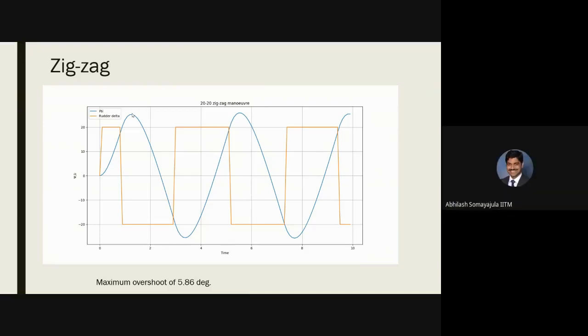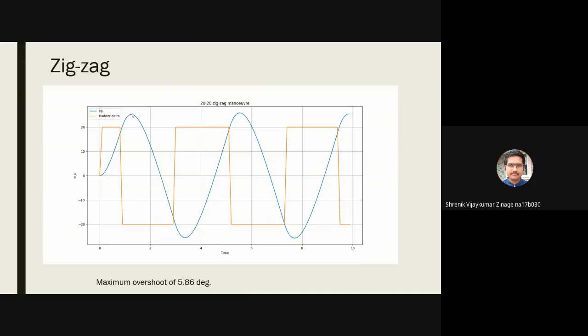Any other questions? Sir, one of the statements also said that if the overshoot angle is maximum, then the rudder effectiveness also increases. At the same time, the course stability also decreases. Yes, that's right, sir.